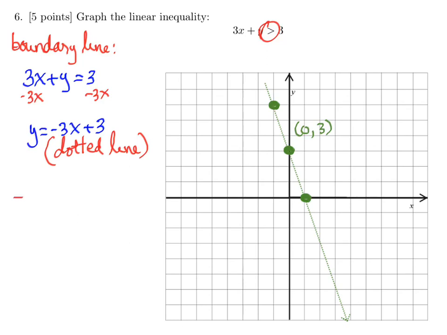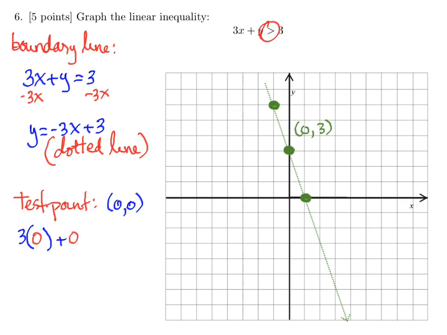And so we need a test point. The easiest point to choose has to be a point that's not on the line you just graphed. And we can see that this line does not go through the point 0, 0, which is good because that's the easiest point to use. So let's use the point 0, 0, which is the origin.